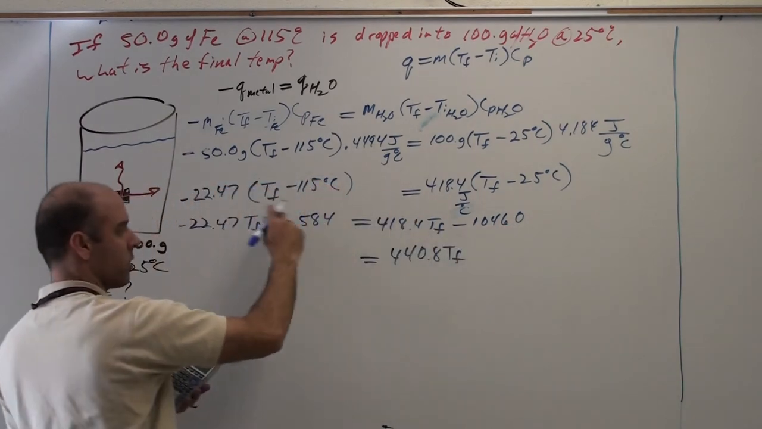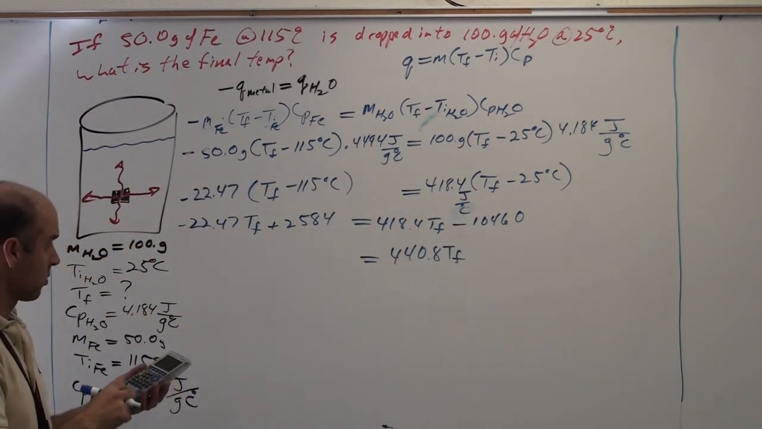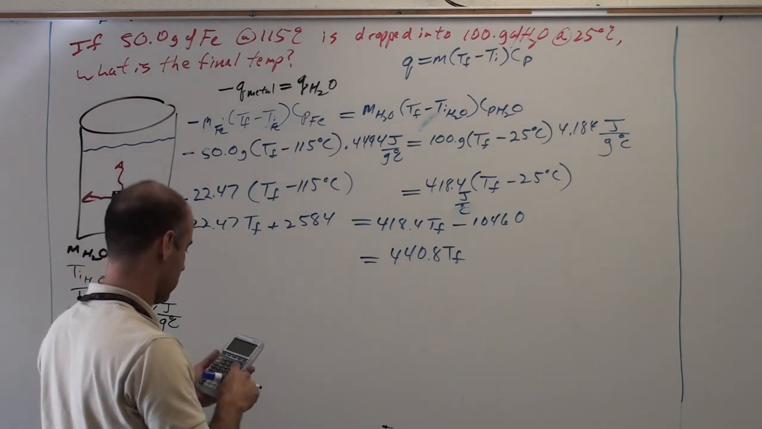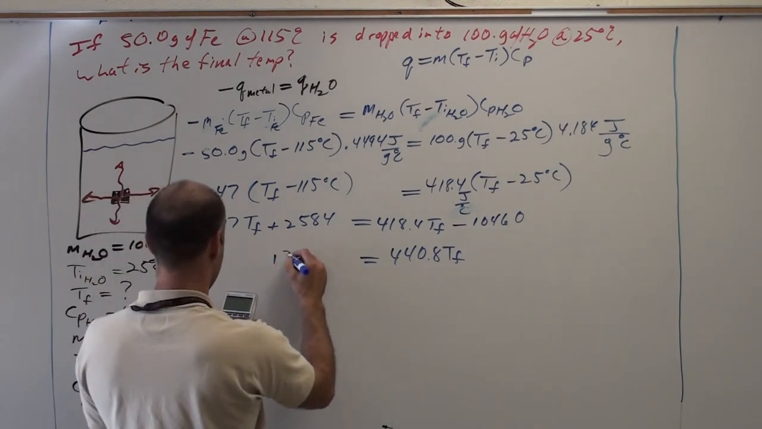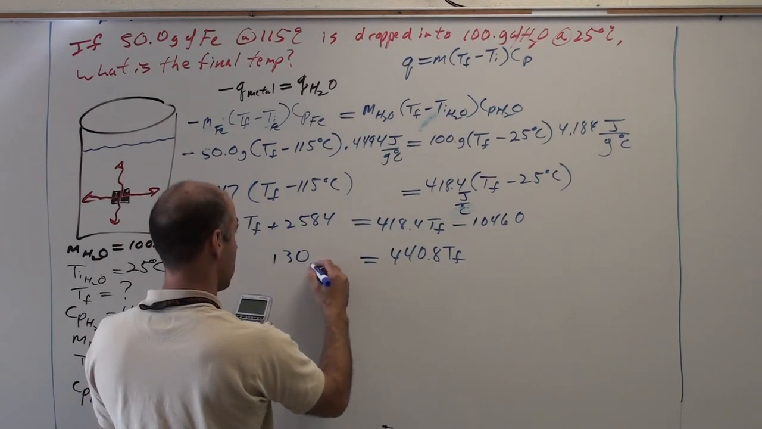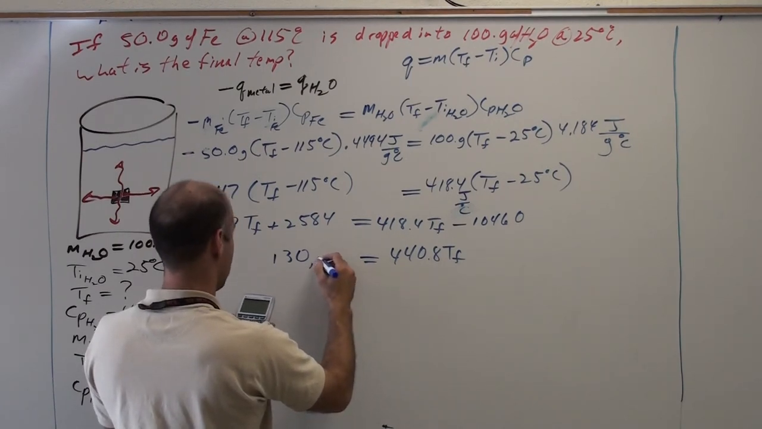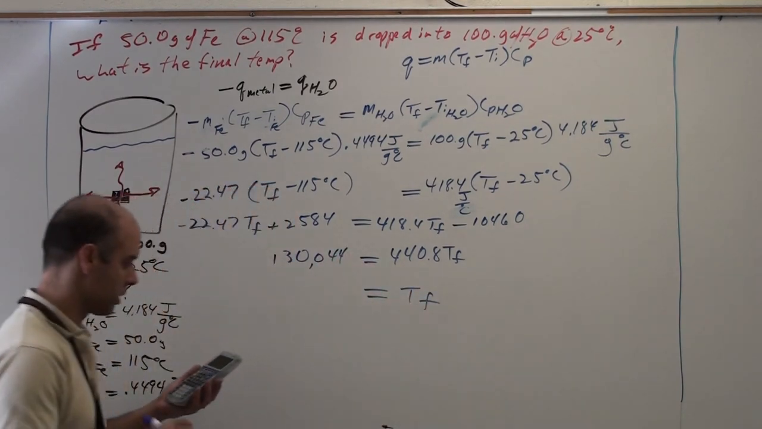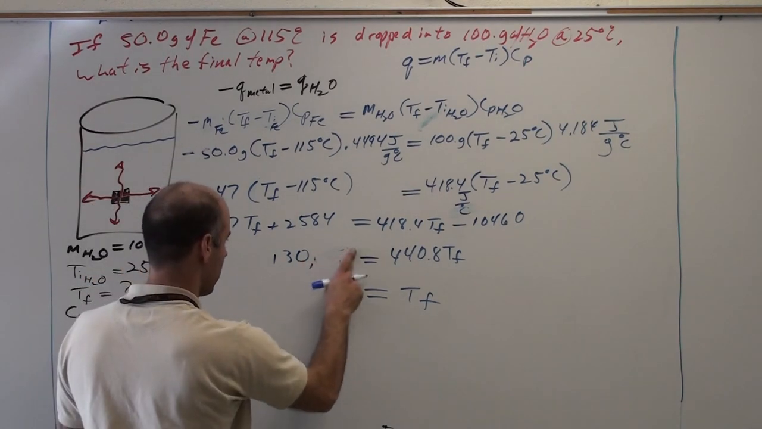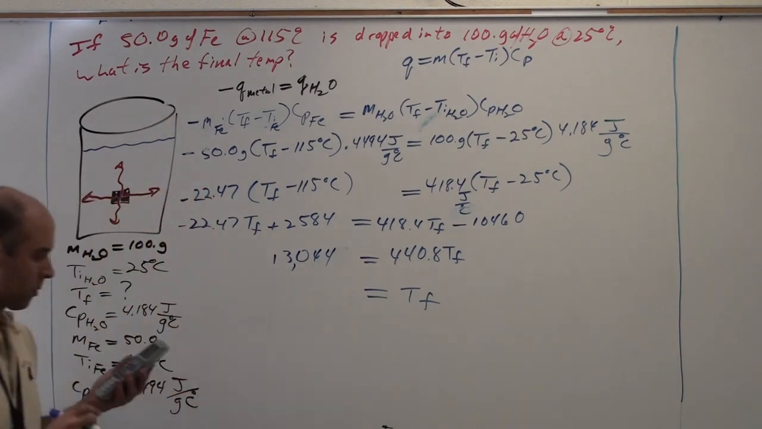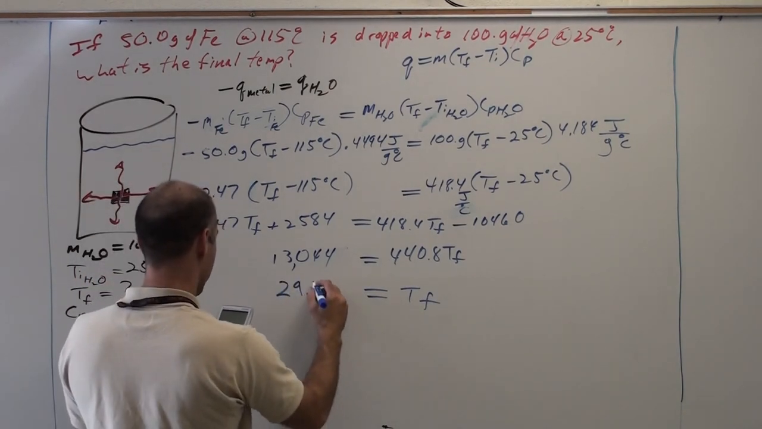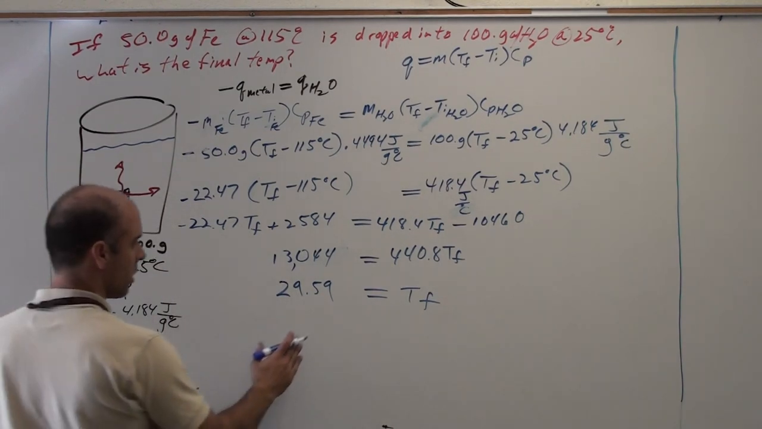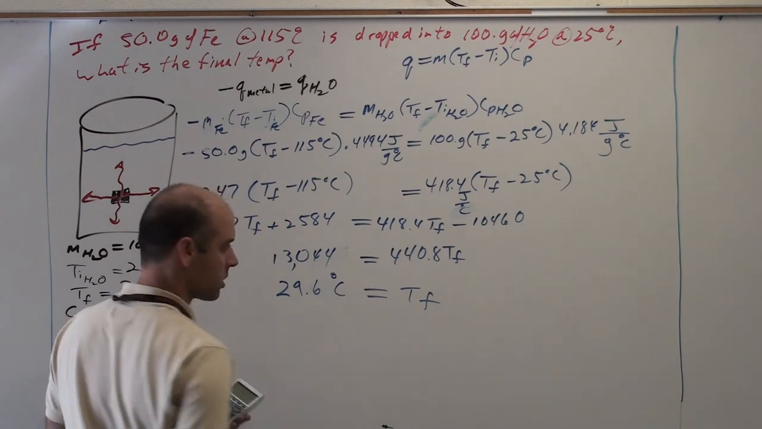Bring the 10,460 to the other side. And solve for TF. No, there's no zero there. There we go. Then I get 29.59, three significant figures, 29.6 degrees Celsius. Temperature is in Celsius.